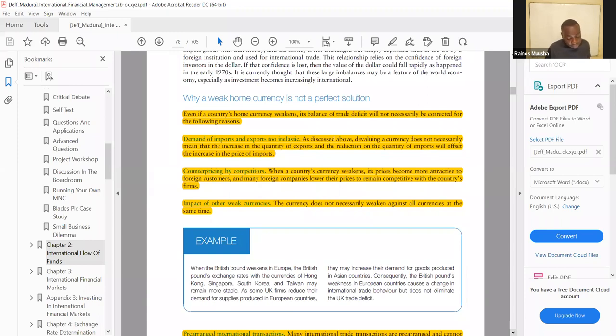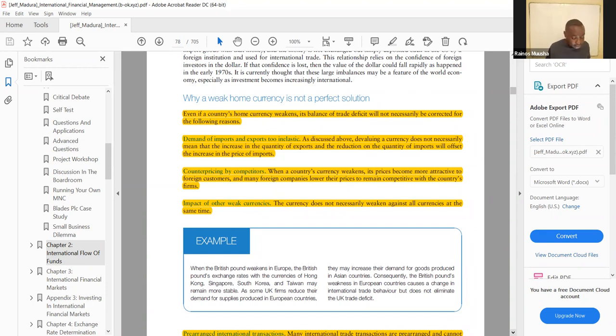But here they also say, even if a country's home currency weakens, its balance of trade deficit will not necessarily be corrected for the following reason. The demand for imports and exports may be too inelastic. As discussed above, devaluing a currency does not necessarily mean that the increase in the quantity of exports and the reduction in the quantity of imports will offset the increase in what? The price of the imports. So you might have a situation where the demand for imports and exports may be too inelastic.